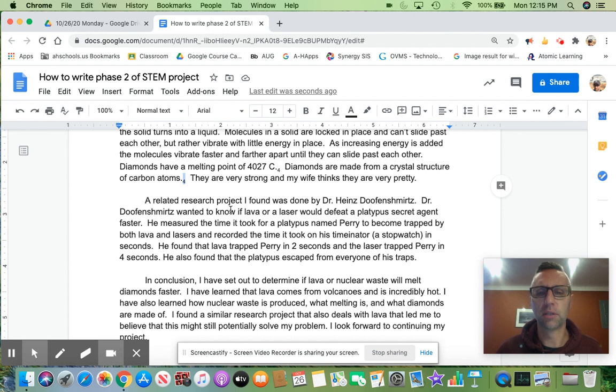So I'm looking into lava and nuclear waste, and I looked and I went, ooh, here's a project as I did my research by Dr. Heinz Doofenshmirtz. Dr. Doofenshmirtz wanted to know if lava or a laser would defeat a platypus secret agent faster. He measured the time it took for a platypus named Perry to become trapped by both lava and lasers. So here I've identified my independent variable, not mine, Doofenshmirtz's.